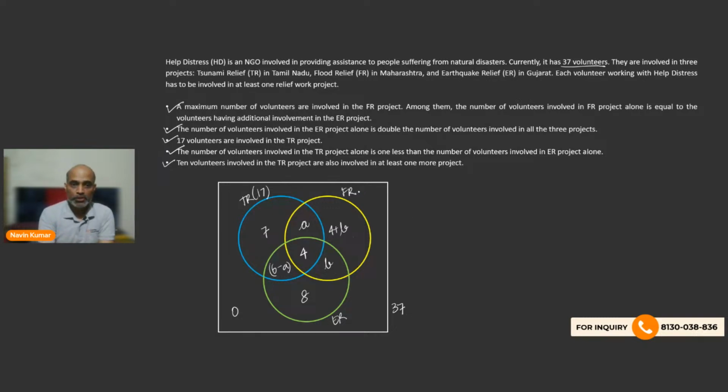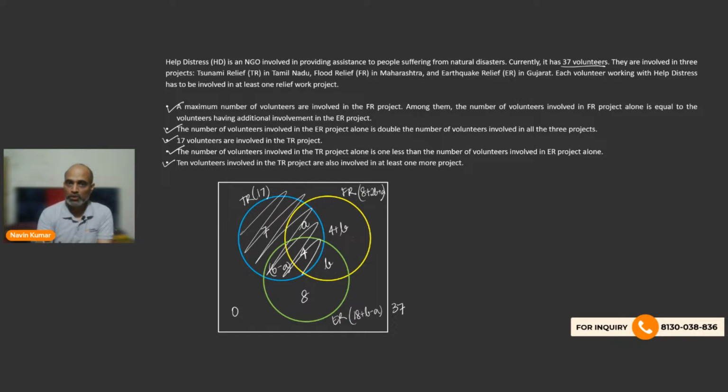Now, if we calculate the overall value of FR, this is going to be 8 plus 2B plus A. And if you look at ER, this is going to be 18 plus B minus A. Now, there is only one equation that we haven't used, which is that the sum of the values at each of these 8 regions should be equal to 37. So let's use that.